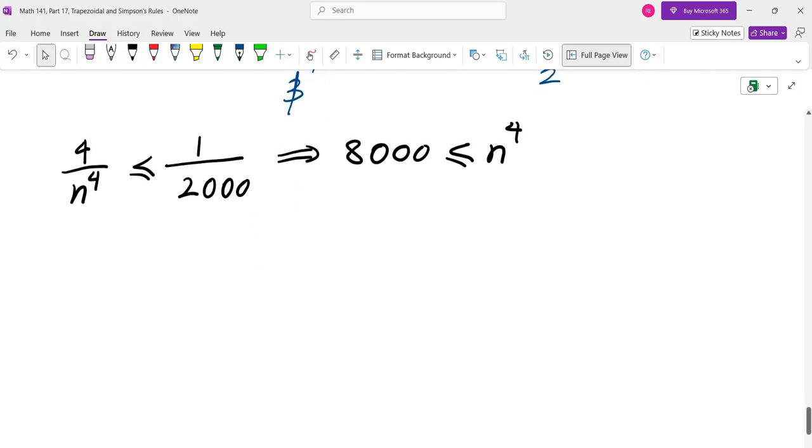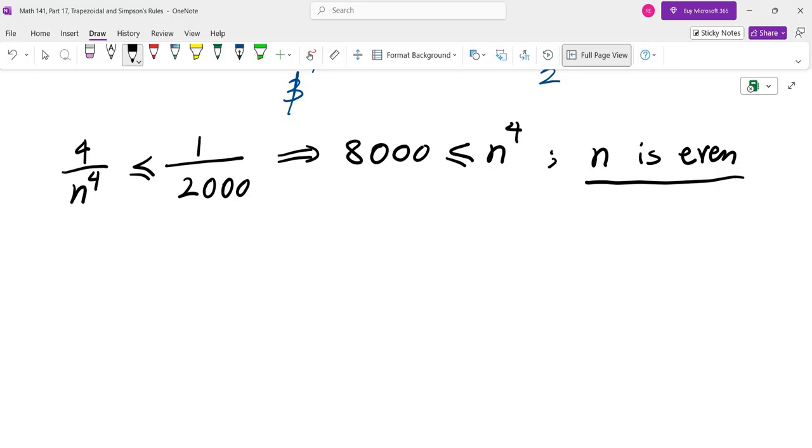So it's not very difficult to figure out what the value of n is, but you also need to make sure that n is even. So whatever you get, you have to make sure that you find the first integer for which n to the fourth is more than 8,000, but it would also have to be even. If it is, let's say, 9, then you'll have to choose 10.